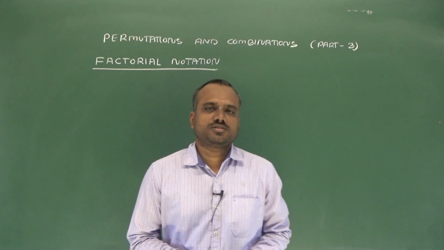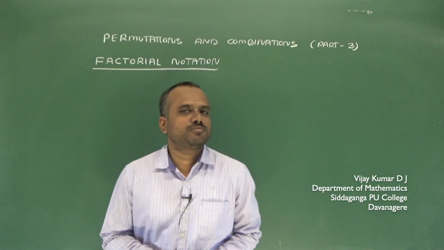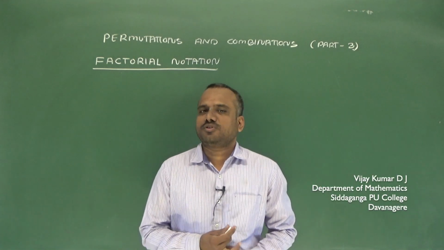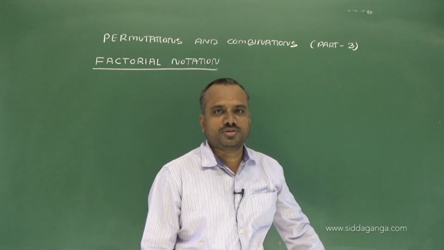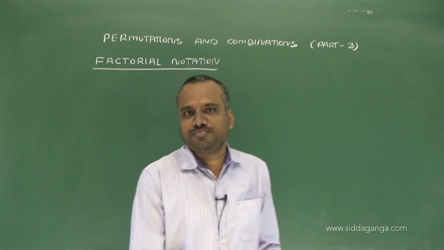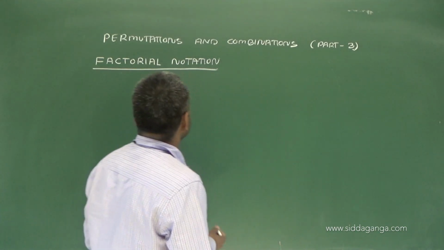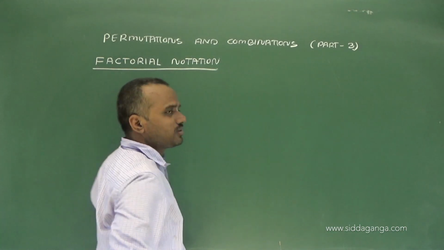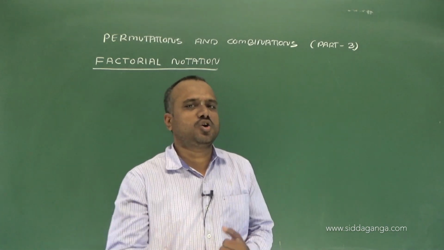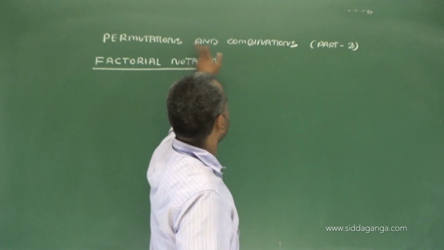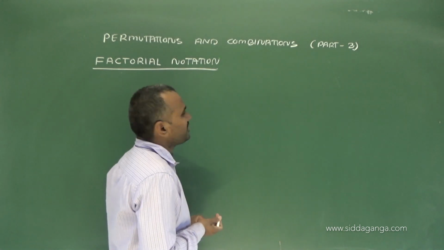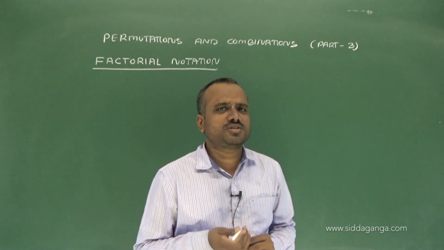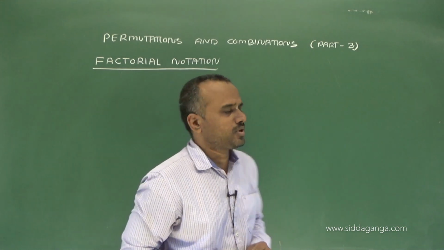Hello students, in the last class we finished the fundamental principle of counting in the chapter permutation and combination. The first concept we finished. The next concept is factorial notation, the second concept in the chapter permutation and combinations. Factorial notation, first we observe, this is a new topic for you.